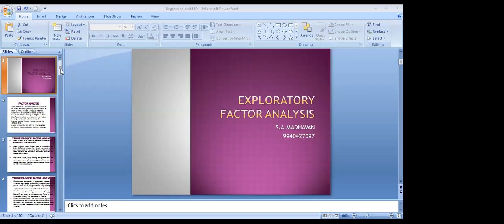So certain 20 to 30 variables or statements, based on review of literature, are listed out and provided to the respondents to find out their level of literacy, on a 5-point scale from strongly disagree to strongly agree, or from more literate to least literate. It depends on the way the question is framed. So what is exploratory here? Exploratory means we have to discover how these variables are related.